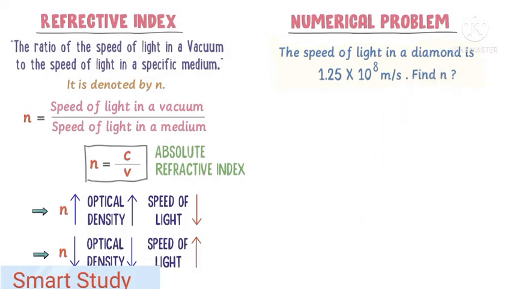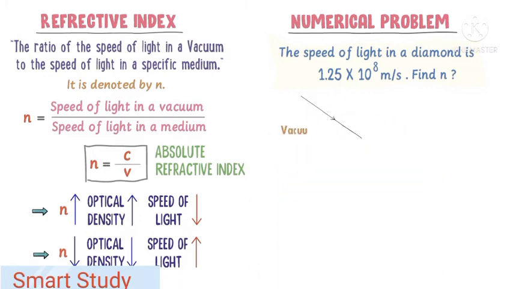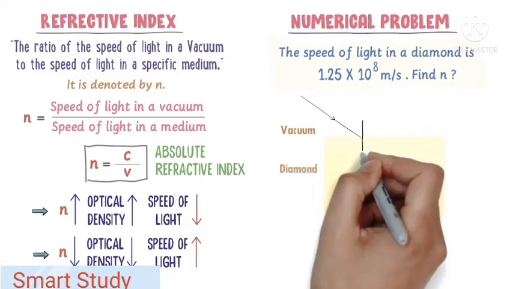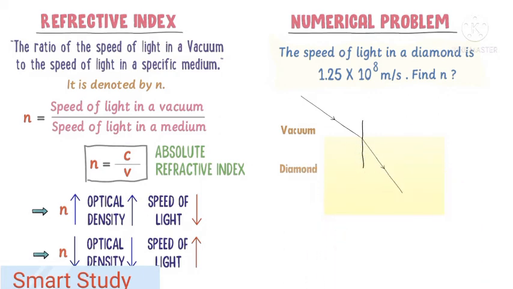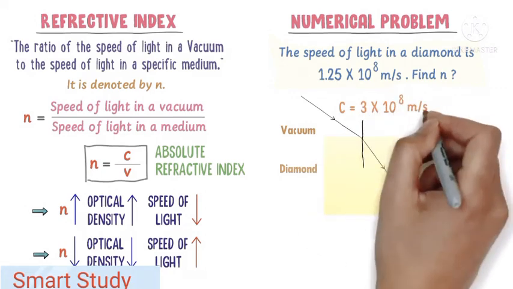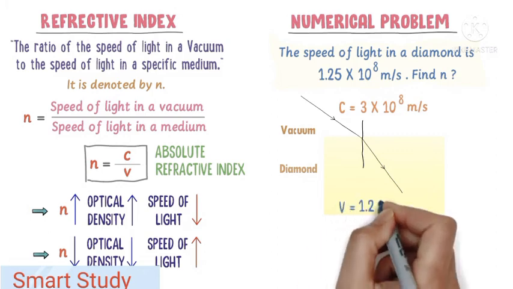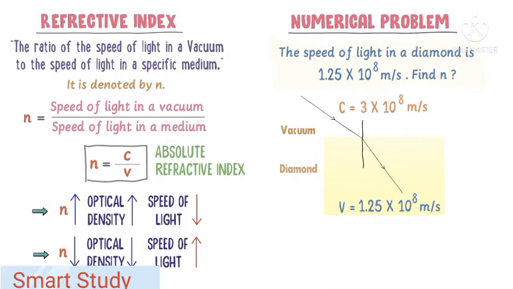Find its absolute refractive index. Firstly, let me draw a freehand diagram so that you could easily understand it. Let the incident light ray be traveling from the vacuum and entering into the diamond. We know that the speed of light in the vacuum is C = 3 × 10^8 meters per second, and the speed of light in the diamond is given as V = 1.25 × 10^8 meters per second.